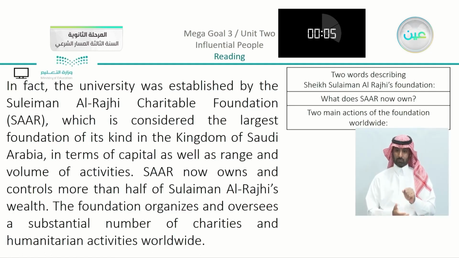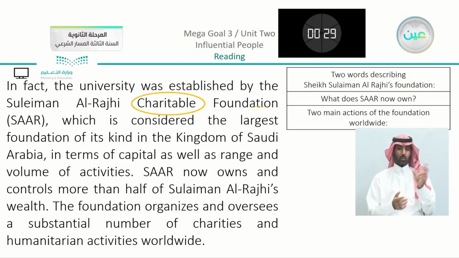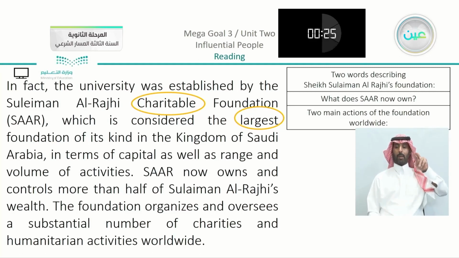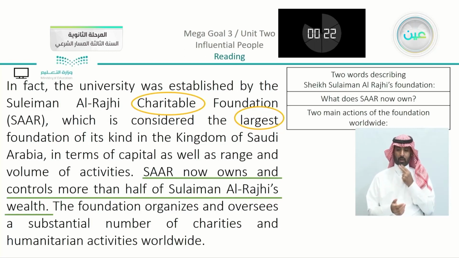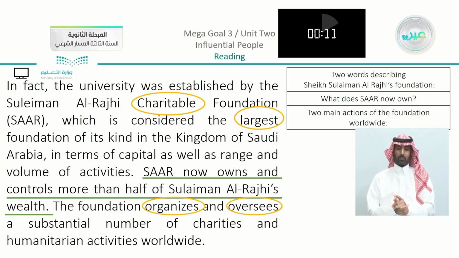Yes, so we can start here. You can see the answers. Now, two words describing Sheikh Sulaiman al-Rajhi's foundation: charitable and large. What does SAAR now own? It owns and controls more than half of Sulaiman al-Rajhi's wealth. And two main actions of the foundation worldwide: it organizes and oversees a number of charities and humanitarian activities worldwide.